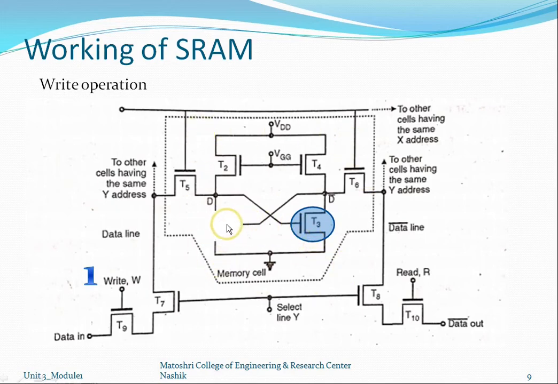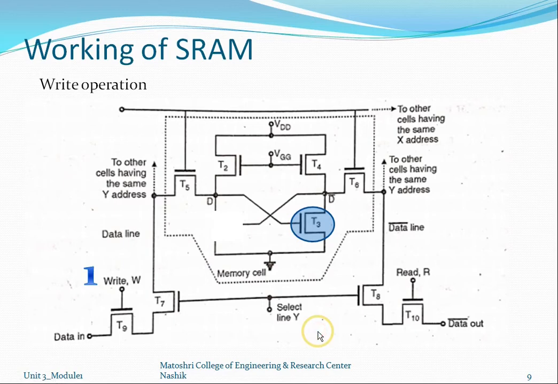Whereas the transistor T1 is deactivated because this D is 1, so the D complement at this point becomes 0, which switches the T1 transistor off. So in this way the data can be stored. We call it the write operation.